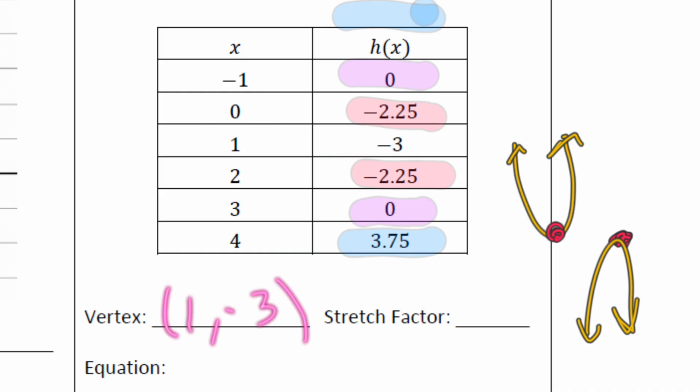Now that we have the vertex coordinates, we can plug that into our equation to help us find the stretch factor. So we're literally going to repeat the same process that we did earlier to find the value of a, the stretch factor. And as you know, for the values we're going to plug in for y and x, we're just going to pick some random point on the graph. I'm going to choose (3, 0) to plug in.